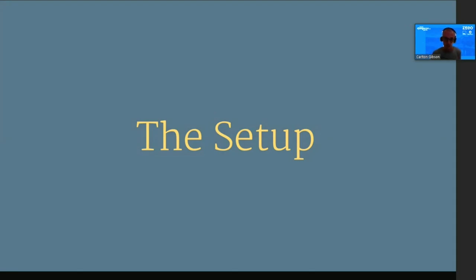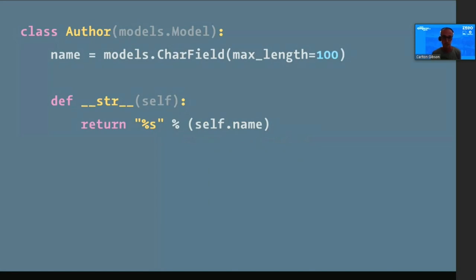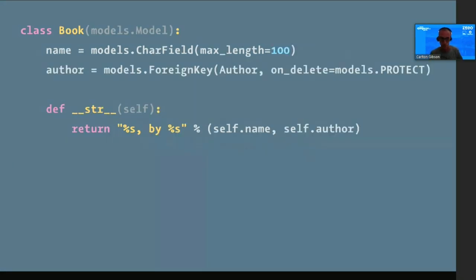So let's go. Let's start with a simple Django project. We're going to have a couple of models. First of all, an author. It's just got a name field, nothing else. Then obviously, if we've got an author, we need books. A book has just a name again, and then it has a foreign key to the author.